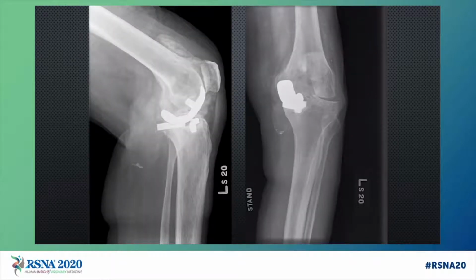This entity is related to hardware failure. There's a medial compartmental replacement with a fractured tibial tray, and the effusion within the knee is dense. This is an example of metallosis.